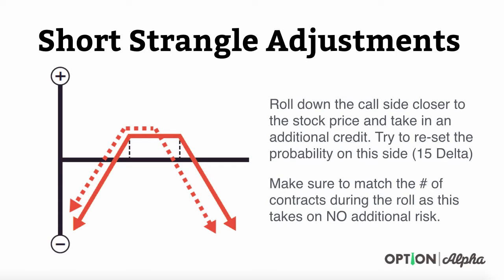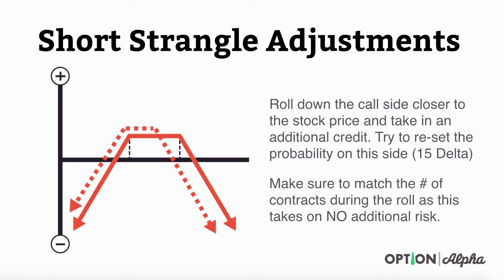Now, another key point here is make sure that you match the number of contracts during this roll, as this takes on no additional risk with your broker. If you have one put option and one call option in your strangle, you want to make sure that when you roll down that one side, you still have one put and one call when everything is done and over with. If you have two, then you want to make sure you still have two on either side when you roll it down.